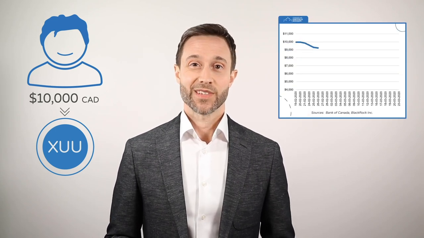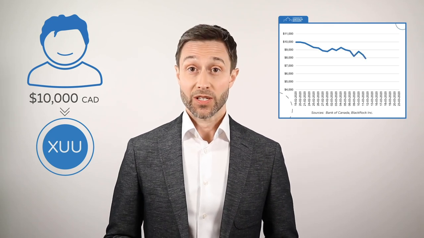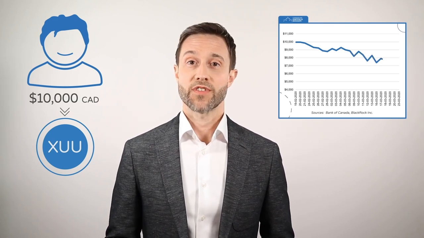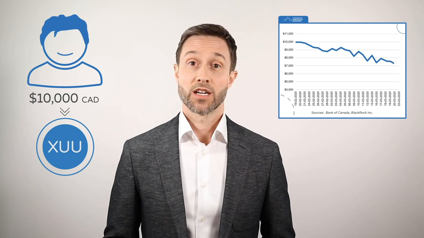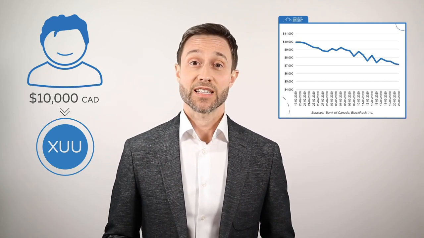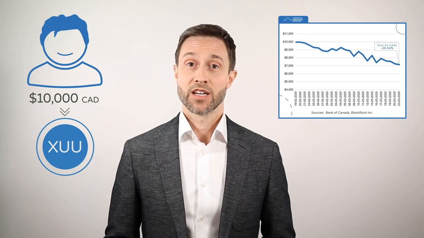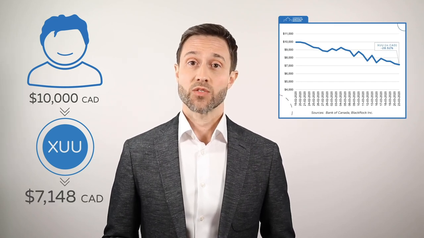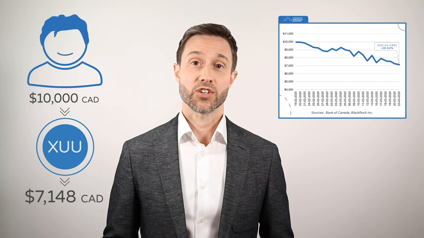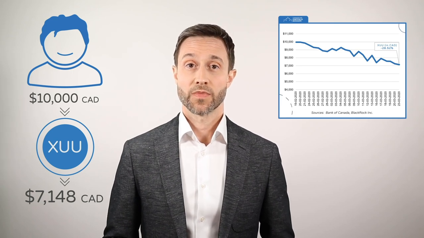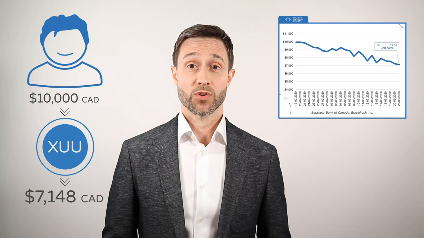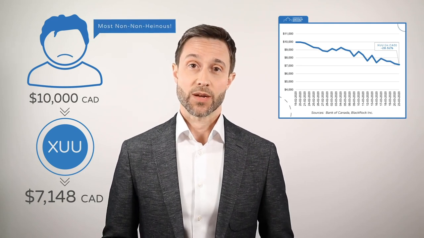Now, Bill doesn't want to deal with currency conversions, so he decides to just purchase XUU with his 10,000 Canadian dollars. And behind the scenes, BlackRock will take Bill's loonies and convert them to US dollars in order to transact on the US stock market. Unfortunately, his timing couldn't be worse. Bill invests his cash at the top of the market on February 19th, 2020. And immediately following the purchase, his XUU holdings proceed to plummet, before finding a bottom of 7,148 Canadian dollars on March 23, 2020. Bill has lost around 29% of his investment, at least on paper.